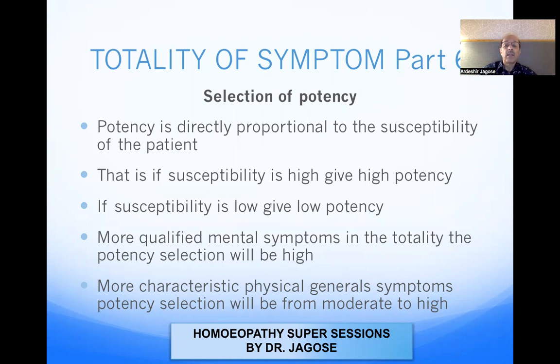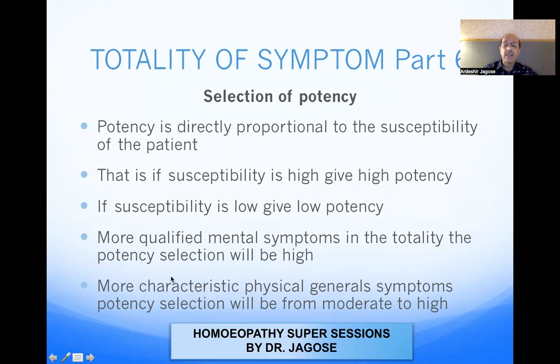So therefore, since potency is directly proportional to the state of susceptibility, if the susceptibility is high, the potency given is high. If it is low, you give a low potency. Well, in cases also, if you are getting more qualified mental symptoms in the totality, then the potency selection will be high. Qualified mentals meaning what? A mental symptom having either an aggravating or an ameliorating modality.